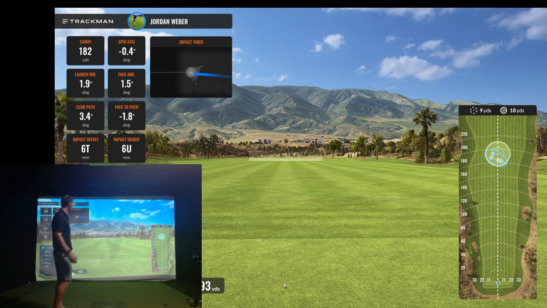My goal is to start this ball to the right of my target line. I like to have a club path that is between 0 and 3 degrees to the right. And then I would want my club face to be about 1.5 to 2 degrees closed, so a negative number. So the ball would start to the right and then draw towards my target. So let's give that a shot.